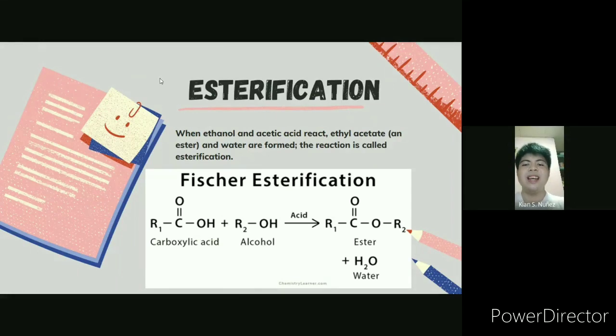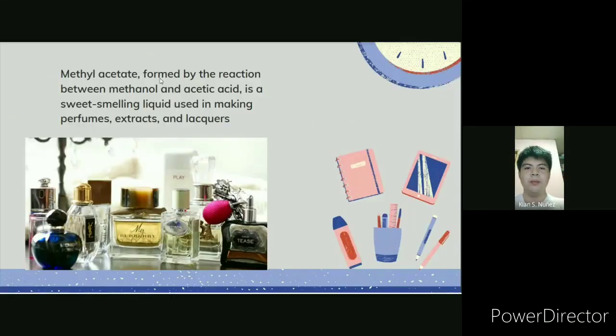When ethanol and acetic acid react, ethyl acetate, an ester, and water are formed. The reaction is called esterification, or more specifically, Fischer esterification. When a carboxylic acid and an alcohol combine, they will result in an ester and water. So our last part of the FYI is methyl acetate, formed by the reaction between methanol and acetic acid. It is a sweet smelling liquid used in making perfumes, extracts, and lacquers, just as Mr. Cuevas said.